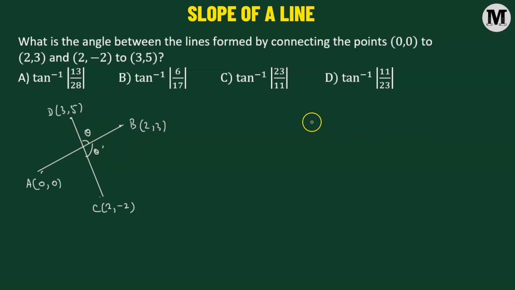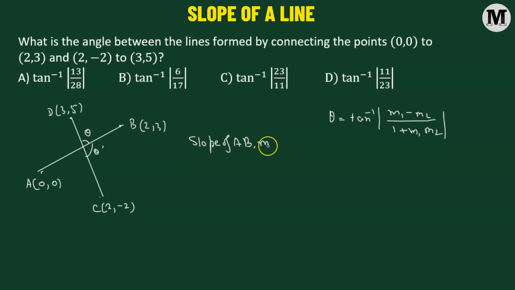Fine. So here we know that to find out the angle between two lines, we use the formula theta equals tangent inverse of the absolute value of (m1 minus m2) divided by (1 plus m1 times m2). Now, here we'll need m1 and m2. m1 represents the slope of any one of the lines, m2 will be the slope of the other line. So let us begin by first finding the slope of the line AB. We're going to represent the slope by the letter m1.